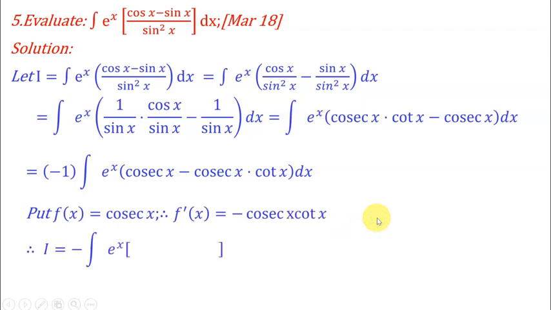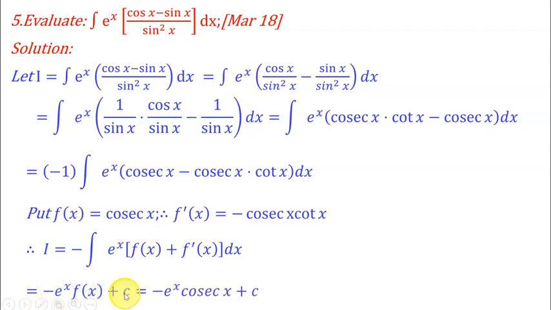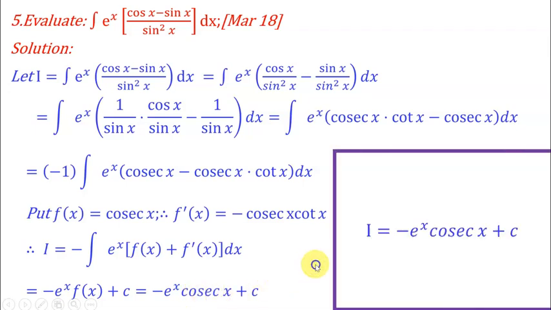Therefore I is equals to minus integral e raised to x in bracket f of x plus f dash of x, and therefore the answer is minus e raised to x into f of x plus c. But what is f of x? F of x is cosec x. Therefore I is equals to minus e raised to x into cosec x plus c. This is the answer.